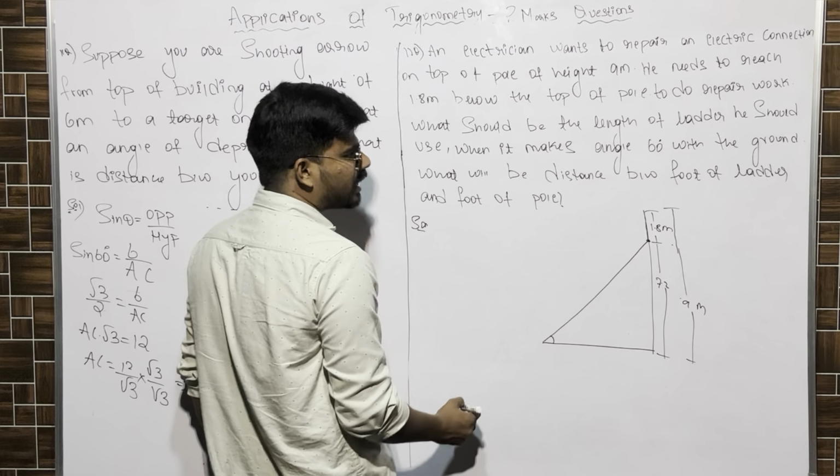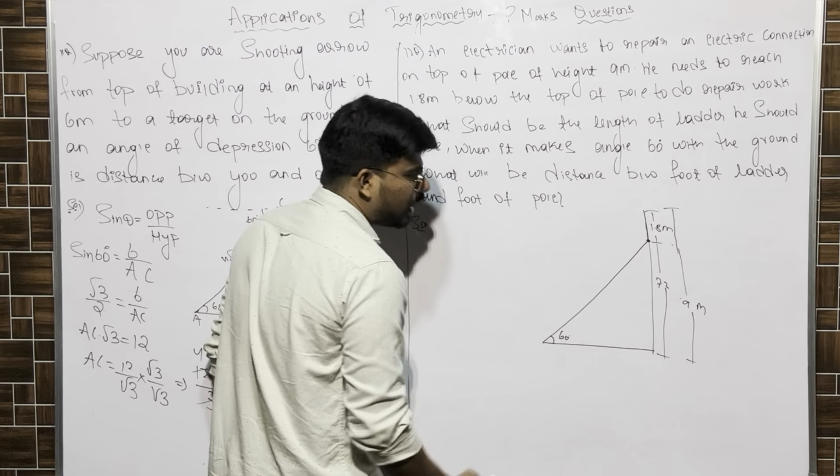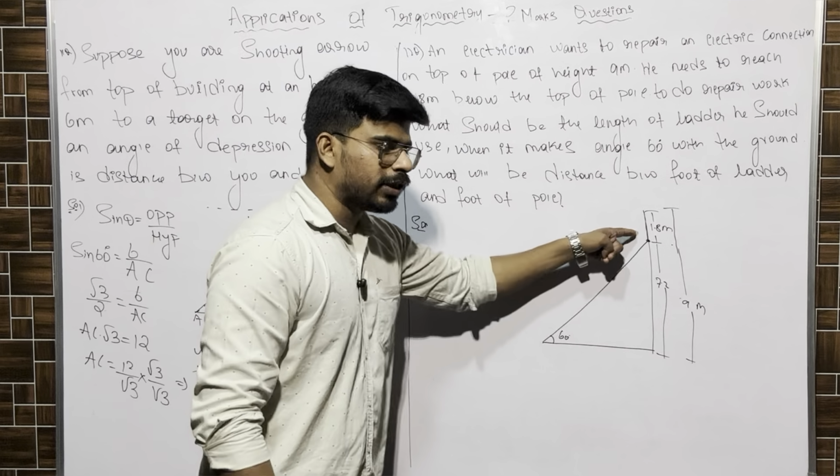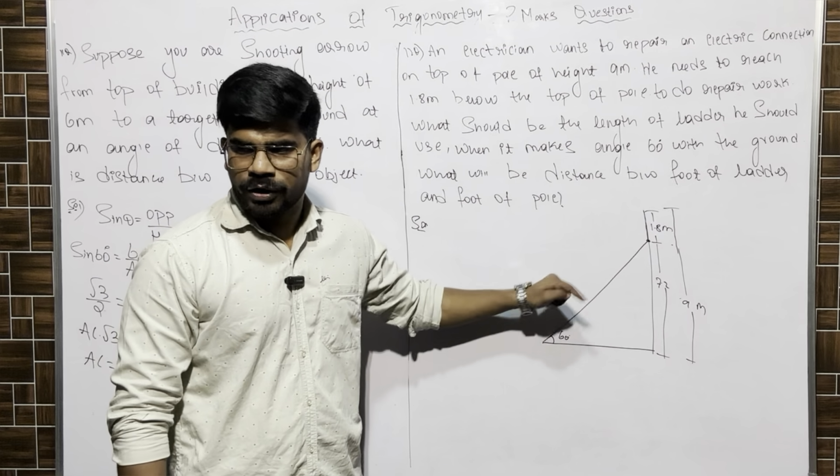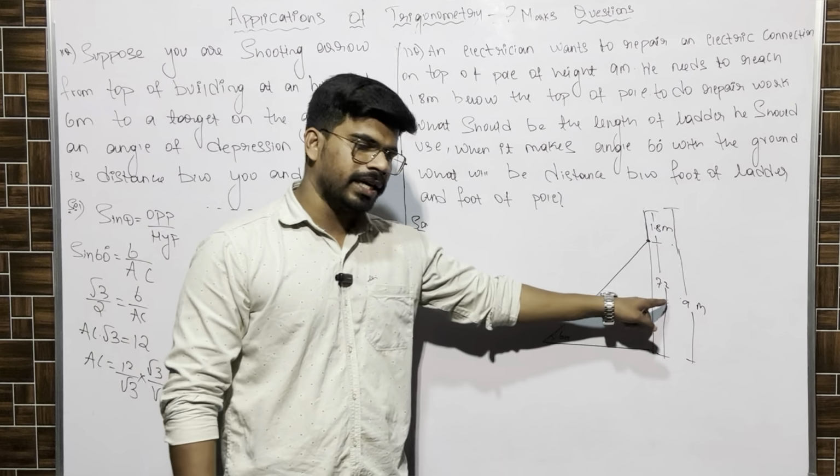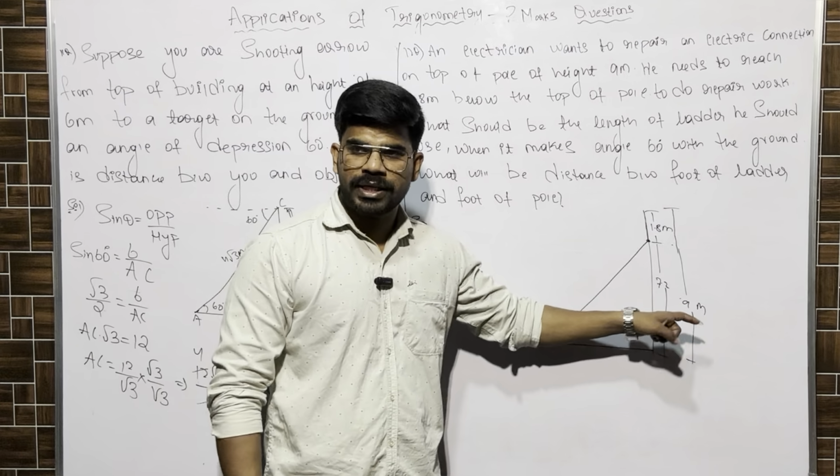Angle, how much is the angle? 60 degree with the ground. What should be the length of the ladder? Ladder's length, this hypotenuse you have to calculate. With respect to 60 degree, one of the known sides is opposite, and it is 7.2. Opposite by hypotenuse is sin theta, that we have to calculate. And also what will be the distance between foot of the tower to foot of the ladder? This one, foot of the tower to foot of the ladder. Adjacent also we have to calculate. Opposite by hypotenuse, opposite by adjacent: sine and tan.